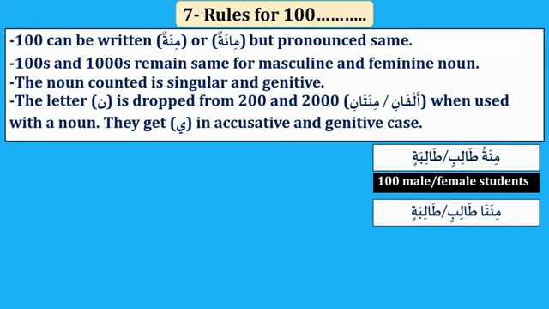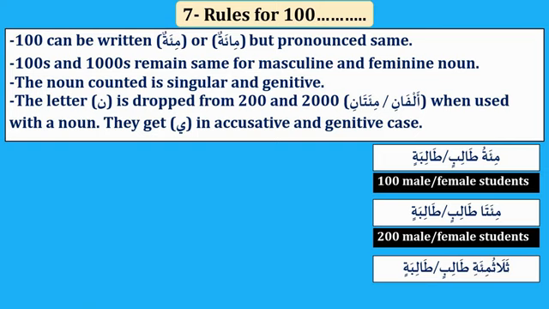مئتا طالب أو طالبة. 200 male or female students. We see the noon is dropped. It was مئتان, but when it is followed with a noun, the noon must be dropped. 300 طالب or طالبة. 300 male or female students. There is no plural form of مئة. It remains singular from 100 to 900.